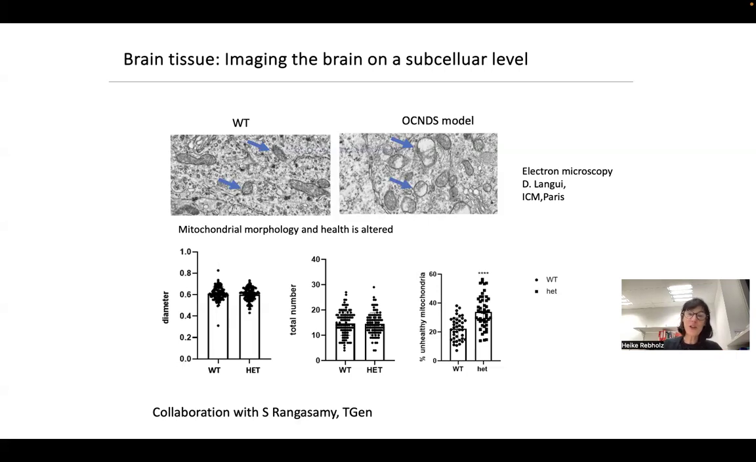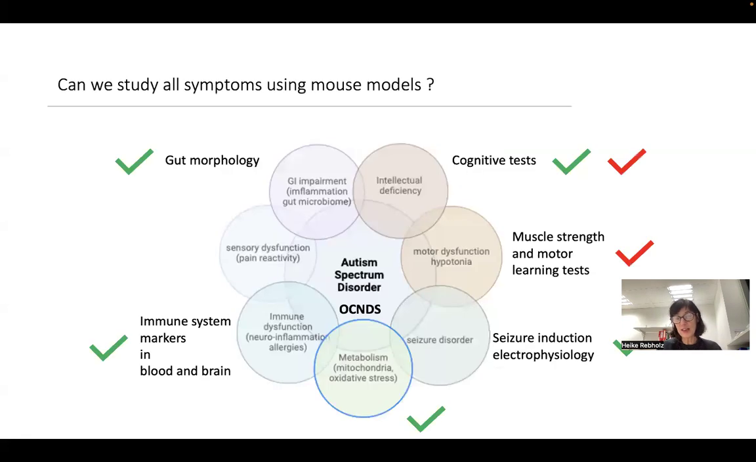And so we looked at these mitochondria in mouse models of OCNDS, and we find in one mouse model, we've only started with this, that while the number of mitochondria is not changed, the health status, let's call it, of the mitochondria is altered and is maybe not as good in the mouse models as in the wild-type mice.